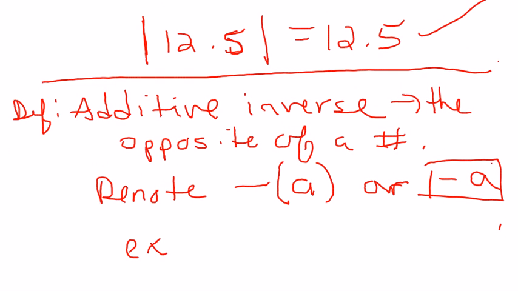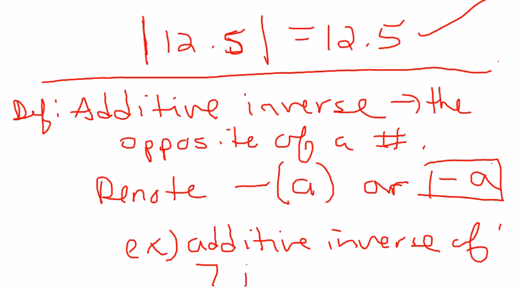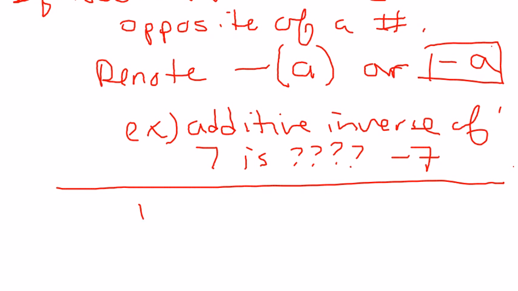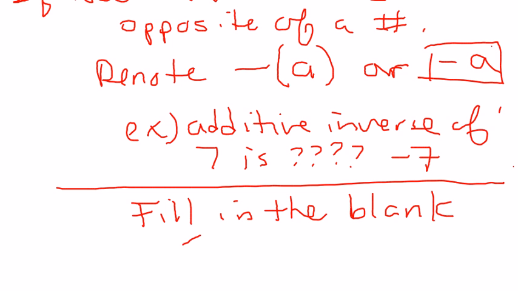So example, you say, what is the additive inverse of 7? So additive inverse of 7 is, question, and you're probably thinking, okay, -7. All right, now we're going to get a little more complicated than that. So I like to play this game of fill in the blank. Okay, so fill in the blank with the following symbol: less than, greater than, or equal to.